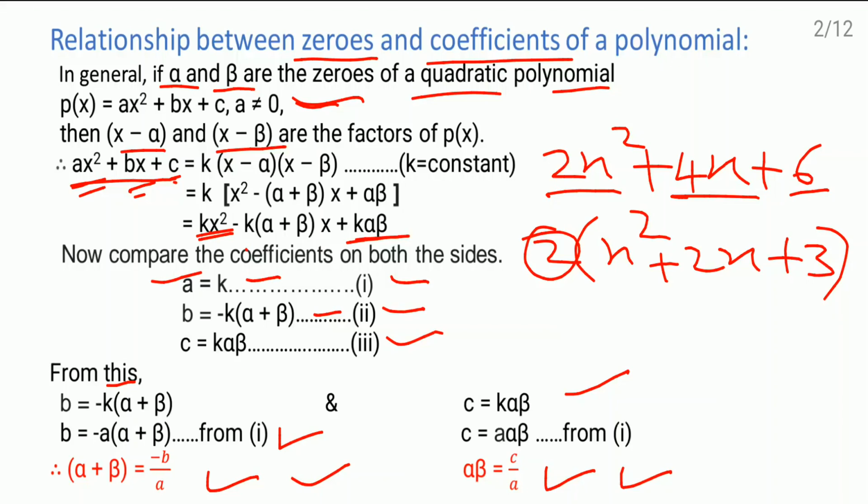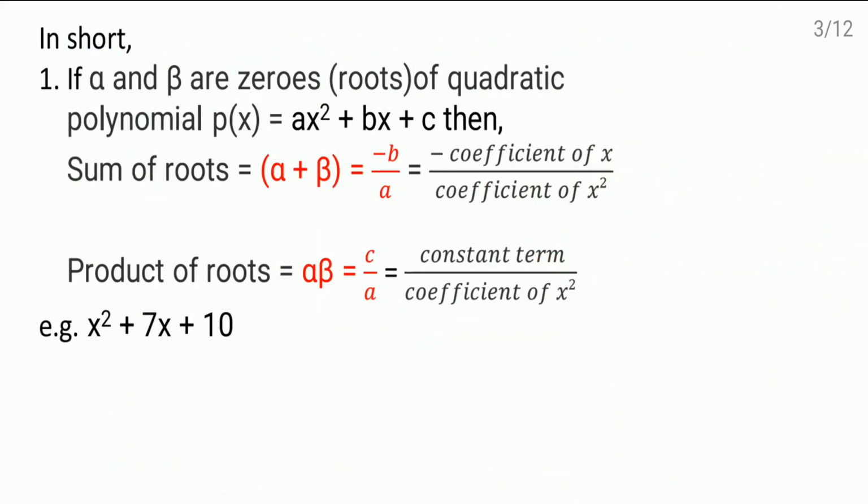Look at this here once again. We'll repeat. Alpha plus beta is equal to minus b by a and alpha beta is equal to c by a. Correct? In short, what?